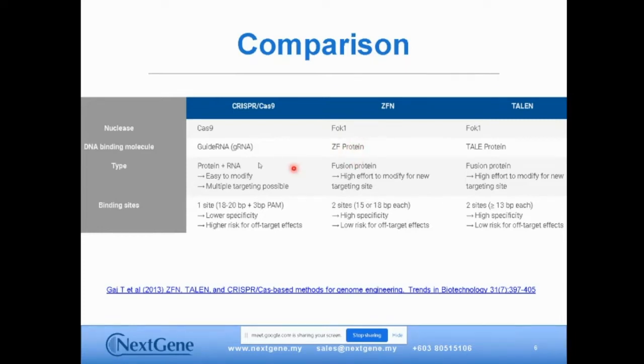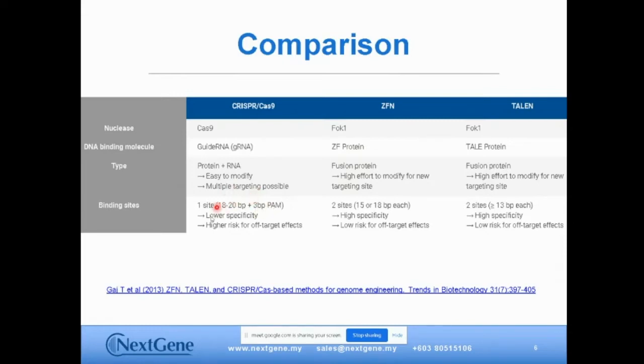The difference is that this makes CRISPR easy to modify because we can just modify the RNA for a new targeting site. So it's easier to design because RNA and DNA just need the usual complementarity, A to T or A to U, and C and G. Whereas protein binding to DNA is actually harder to predict. Multiple targets, as you can see here, are also possible and become simpler.